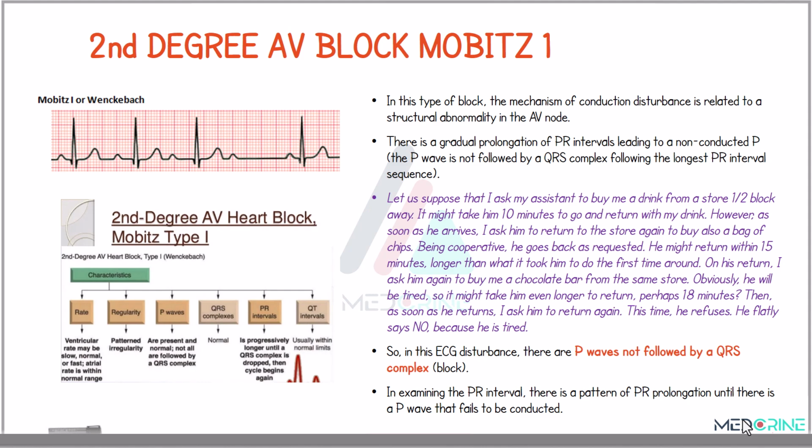In terms of regularity, there is an irregularity in the rhythm, and the P waves are present and normal. However, not all of them are followed by the QRS complex. The QRS complex is normal in this case, and the PR interval is the one that progressively becomes longer until the QRS complex is dropped, and then the cycle repeats again. The QT interval is usually within normal limits.